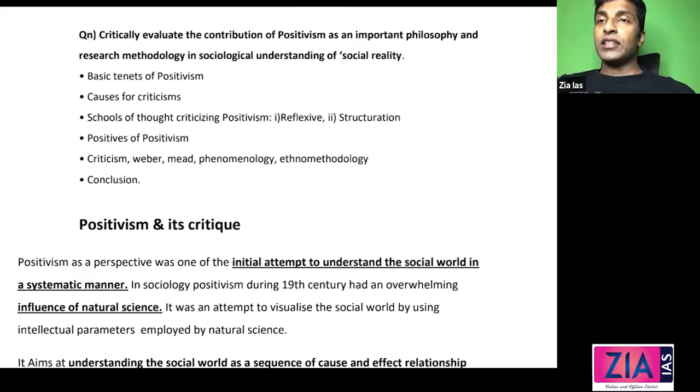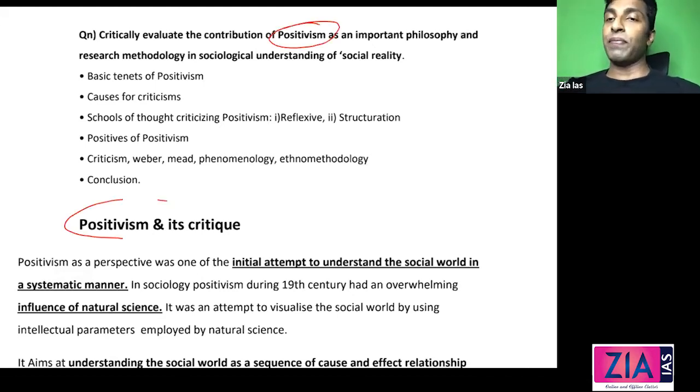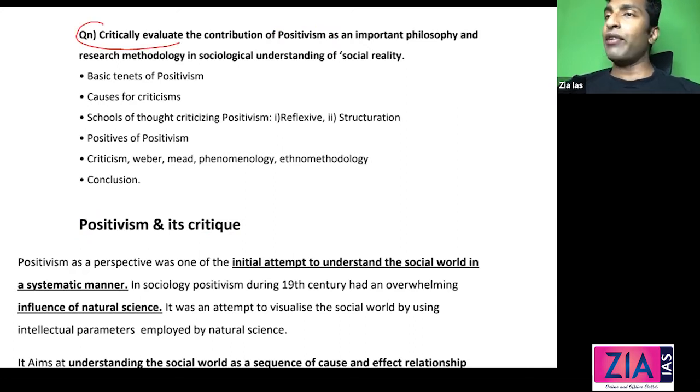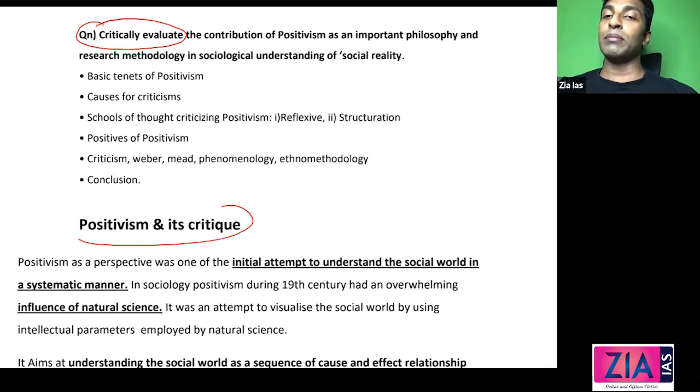So let's start with this particular question. Rather than focusing on that question as such, we will consider this topic, positivism and its critique. This is what is actually given in your syllabus, right? Now, what are the possible questions from here? They will ask you to critically evaluate positivism, right? As it is given directly in the syllabus, you have positivism and then the critique of positivism as well.